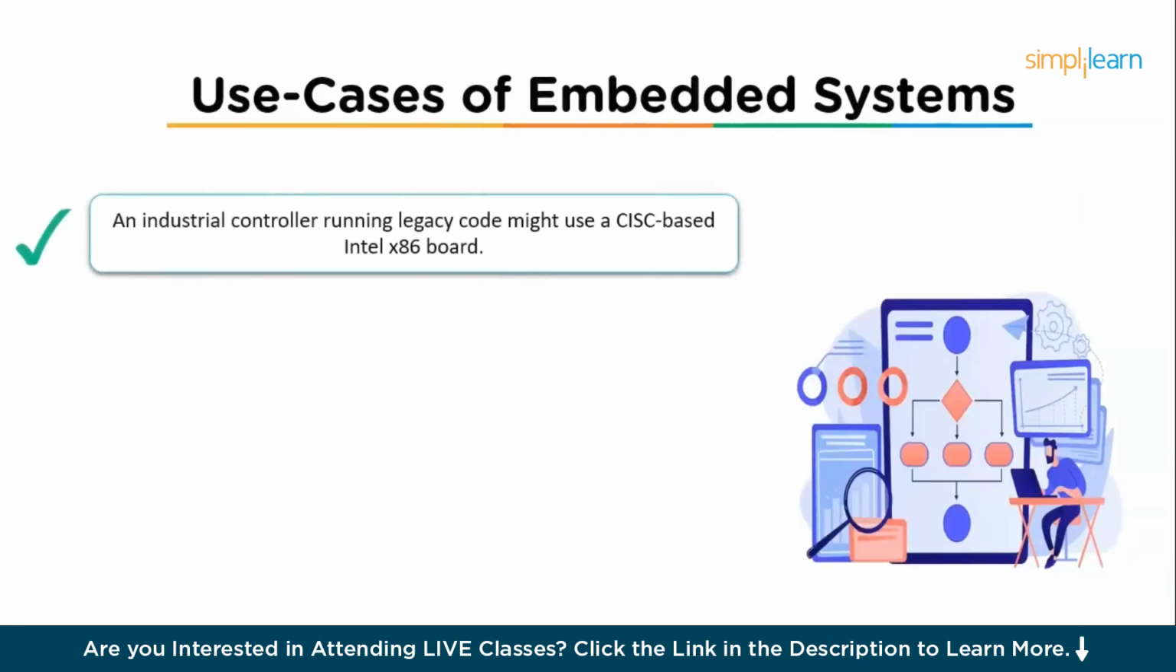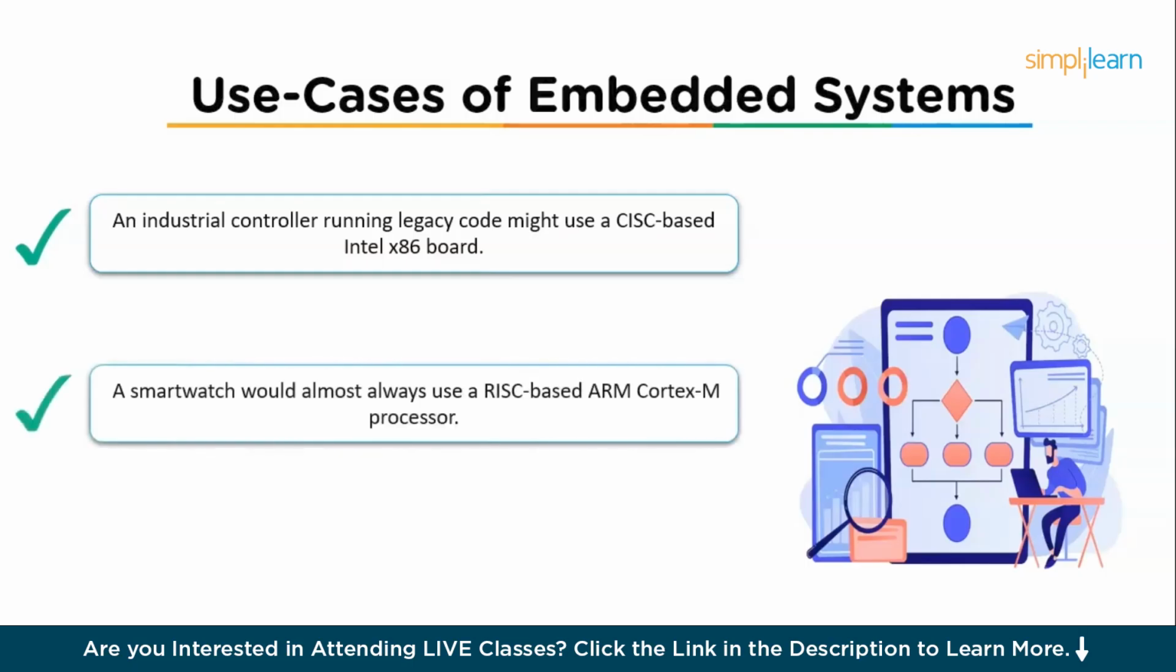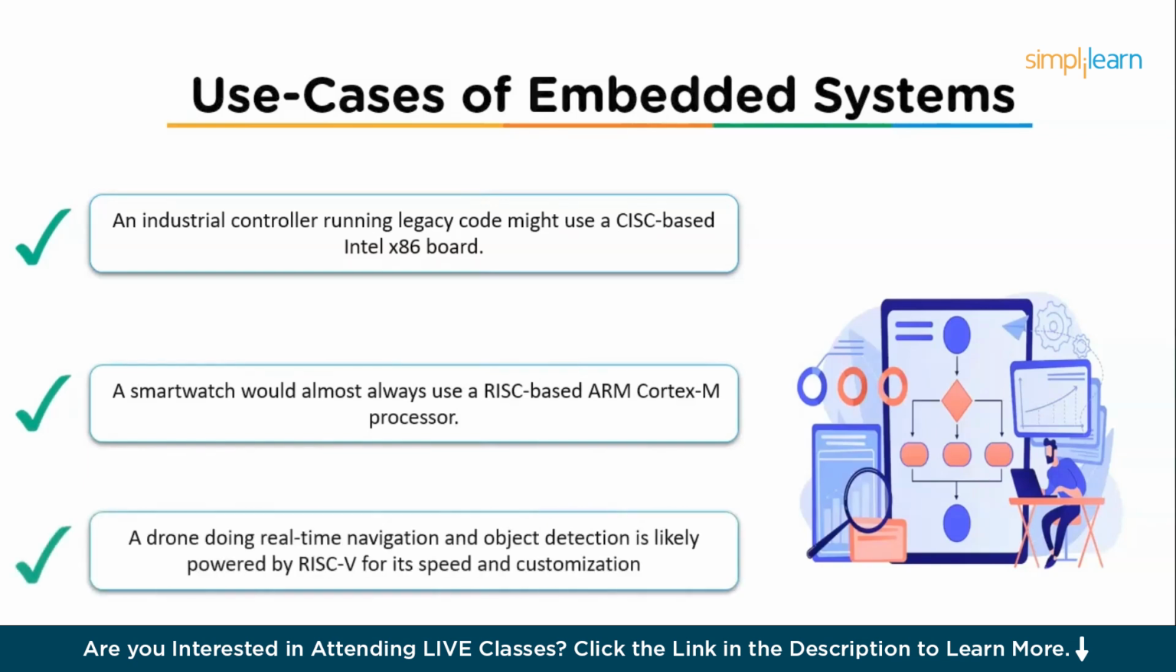An industrial controller running legacy code might use a CISC-based Intel x86 board. A smartwatch would almost always use a RISC-based ARM Cortex-M processor. A drone doing real-time navigation and object detection is likely powered by RISC-V for its speed and customization. So every system has its own priorities: power, performance, and compatibility.